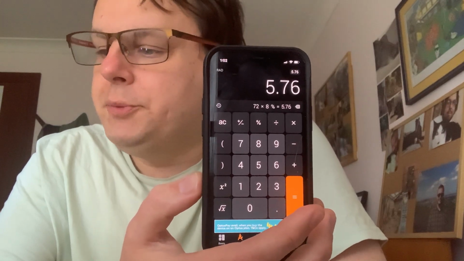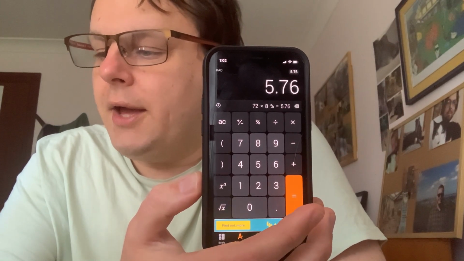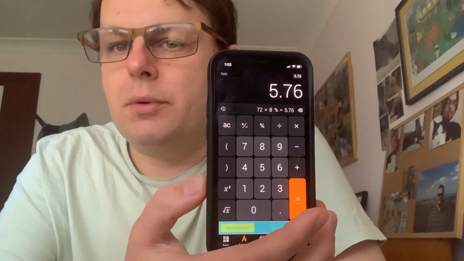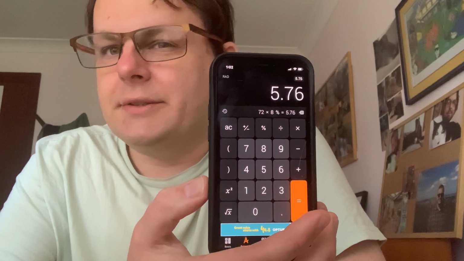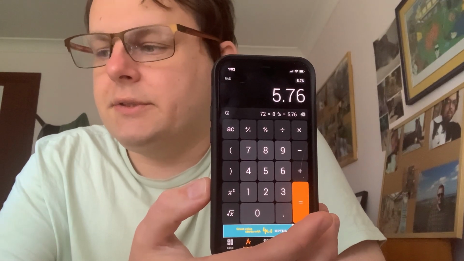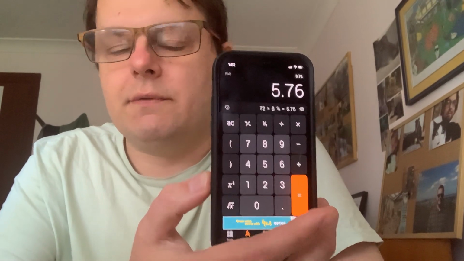5.76. And because we have to increase 72 by 8%, we need to add that 5.76 onto the 72. And when we do that, it would be 77.76. All right, that's the easy way to do it on the calculator.